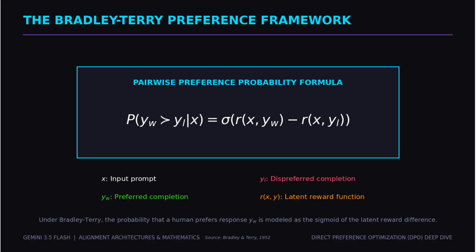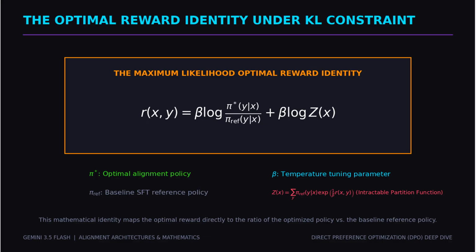Standard RLHF uses this formulation to train the reward model via maximum likelihood estimation. But what if we could mathematically rewrite this relation to avoid training a reward model altogether? Direct preference optimization, or DPO, achieves this through an elegant mathematical substitution.